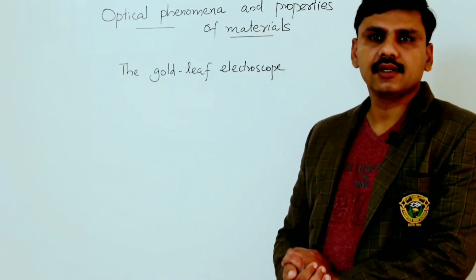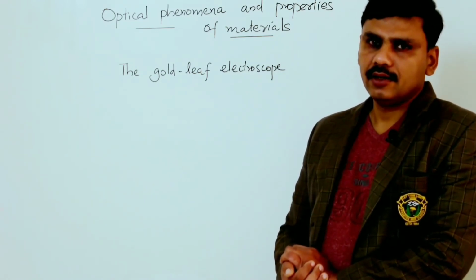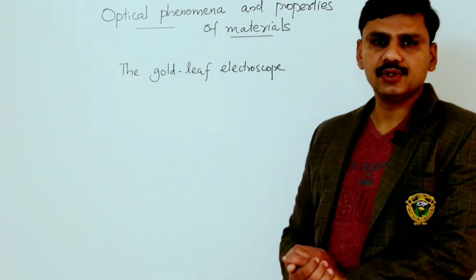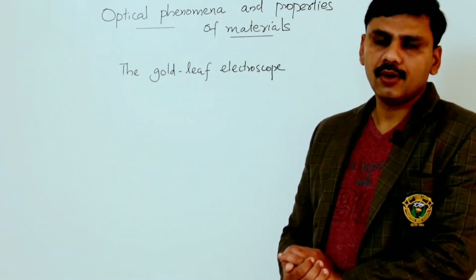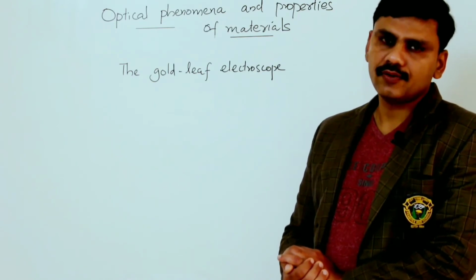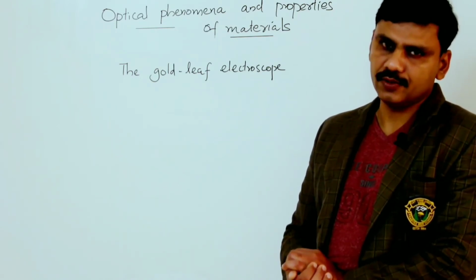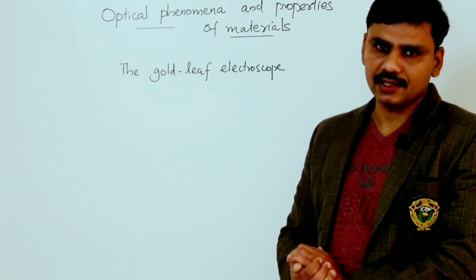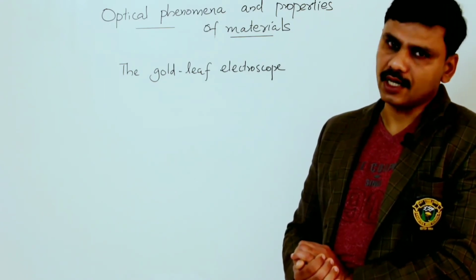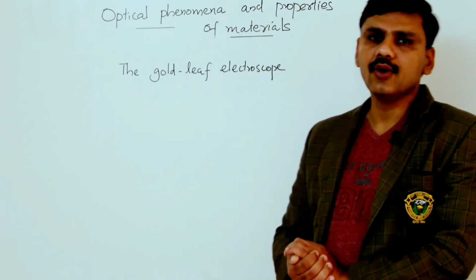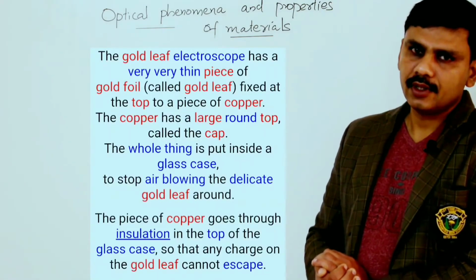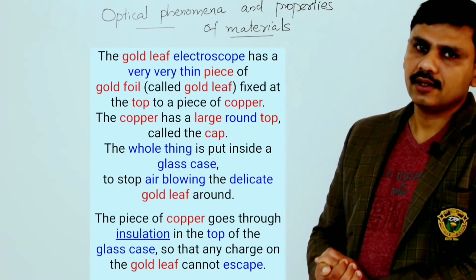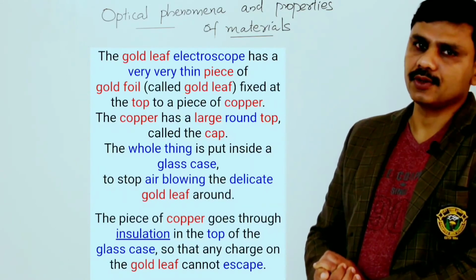For that, we are using an apparatus which is an electroscope. Electroscope is a simple apparatus which is used to detect the presence of charge or to find the nature of charge. Nature of the charge means it can be positive or negative. So electroscope is a simple, delicate device. Here we are using a gold leaf electroscope.